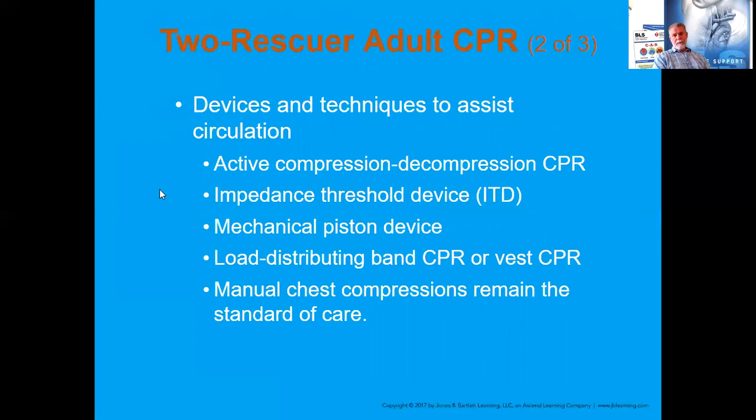Devices and active compression-decompression CPR, awesome. But the impedance threshold device, as I looked at that, and I actually wanted to look this up, the ITD is a device that's designed to reduce gastric distension and work to create a better circulation. They're actually classified by the FDA as a class 3, which means that the studies they've utilized have not shown success over the placebo group. But again, if you ever have a question on ITD and whether or not you should be using it, you definitely should ask. There's piston-driven devices for CPR.